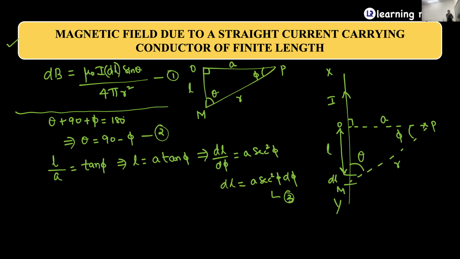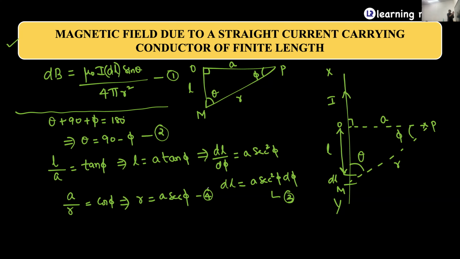Now, what else do I need? I need the value of R. So R is a variable, A is a constant. I'll frame a relation between them. A by R is equal to adjacent by hypotenuse is equal to cos phi, which implies R is equal to A divided by cos phi. So 1 by cos phi will become secant phi, which will become A times secant phi, which I will call 4, because all I need is R.